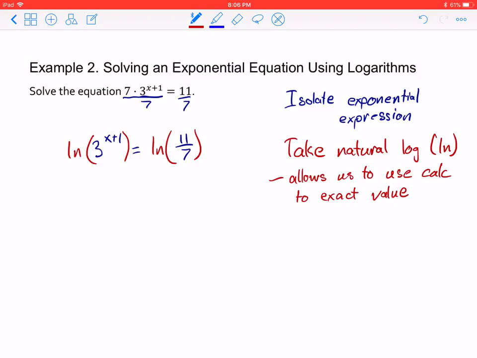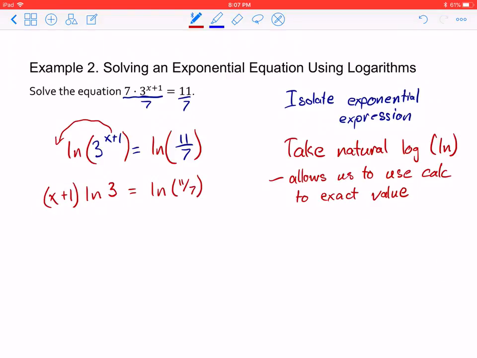So let's just see where this takes us. Now I'm going to use my properties of exponents. This exponent comes in front. So this slides in front, and then we have x plus 1, then ln of 3. And let's be careful here. This x plus 1 was grouped together in the exponent, so it should remain grouped together here. And then we have ln of 11 divided by 7.